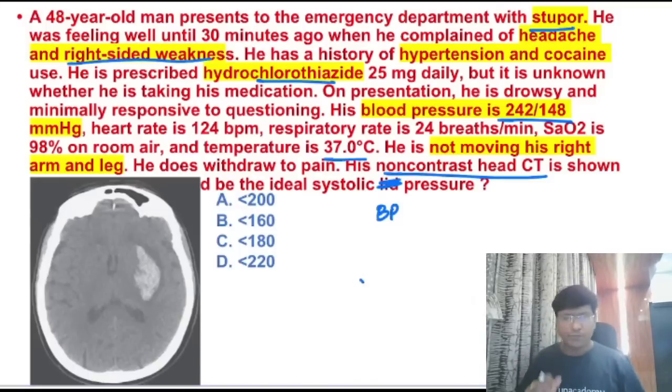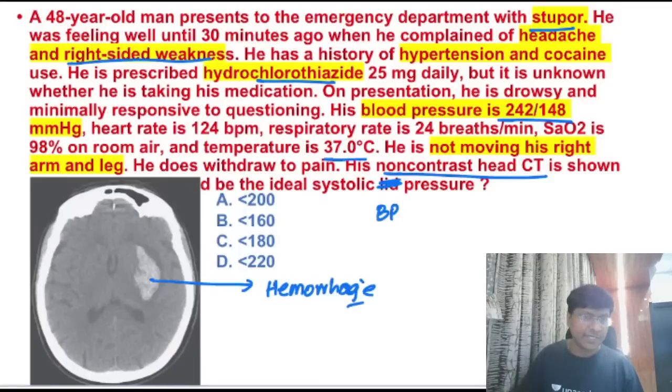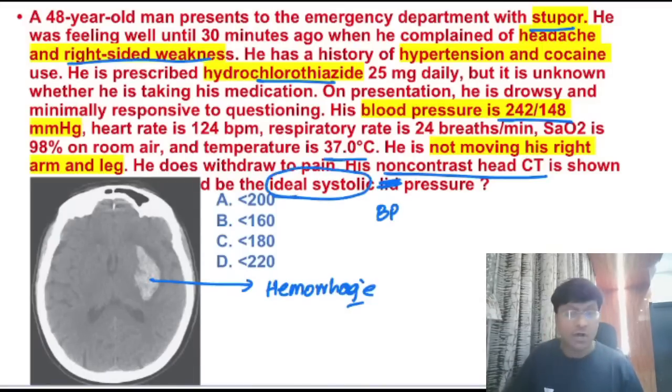Now, first of all, you should know what exactly is the diagnosis of this clinical scenario. The diagnosis of this clinical scenario is an intracerebral hemorrhage. Right? It is an intracerebral hemorrhage, and this intracerebral hemorrhage is secondary to your hypertension. Now, what the question is, ideal systolic blood pressure. How much should be the ideal systolic blood pressure?